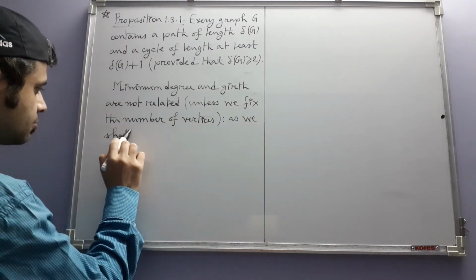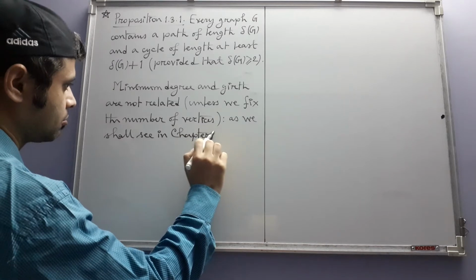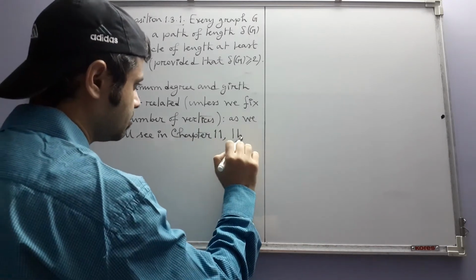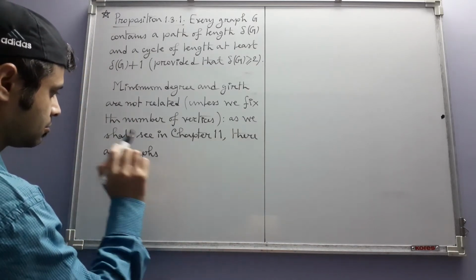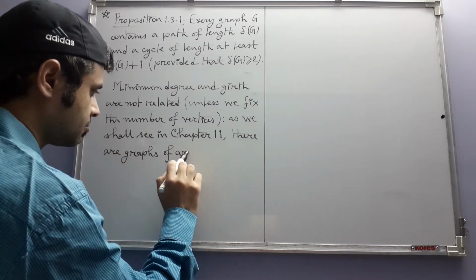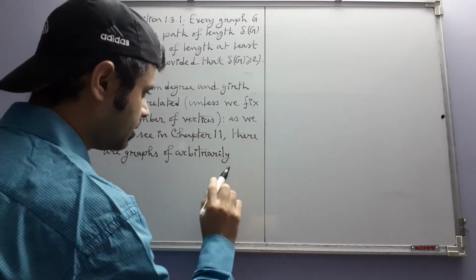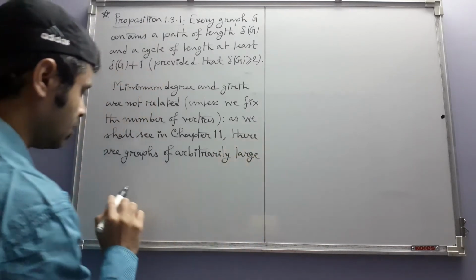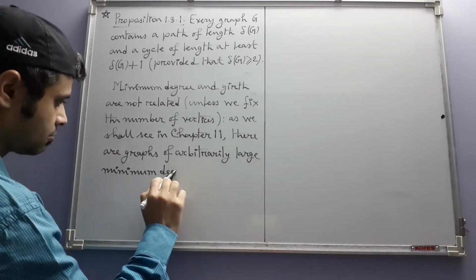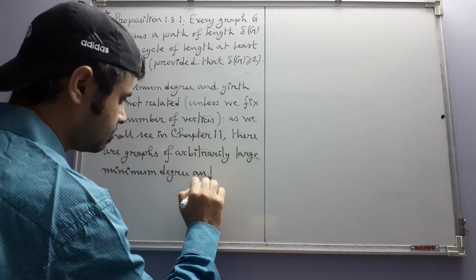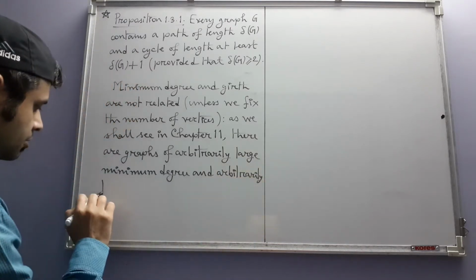As we shall see in chapter 11, there are graphs of arbitrarily large minimum degree and arbitrarily large girth.